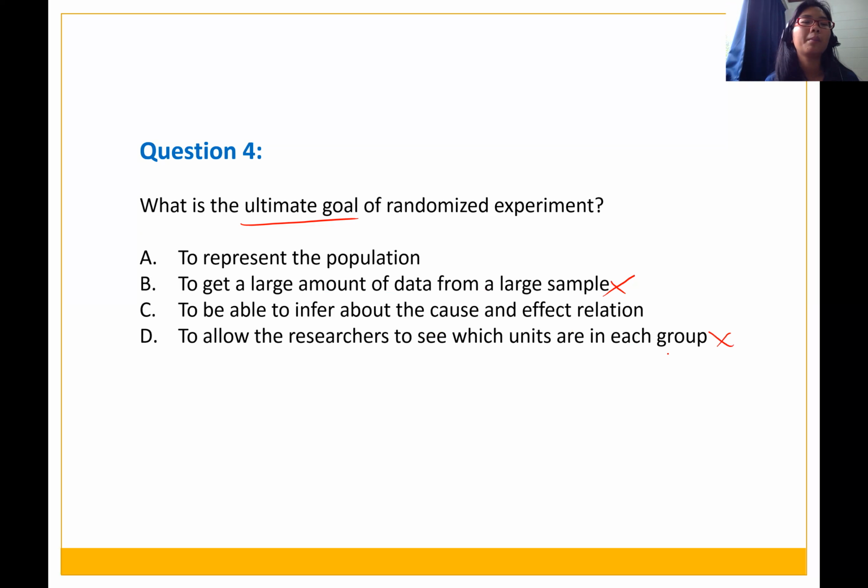Between A and C, I think a lot of you, if you have listened to me so far, are gonna think, okay, A is the answer. But you have to think about it. Why do you want it to be representative of the population? Because we want to draw a conclusion from it. We want to draw a conclusion about a population through the data of a sample. So we try to draw a big conclusion from something smaller. That's why we want the small thing to have the same characteristics as the big one. So the ultimate goal is C, to be able to infer about the cause and effect relations.